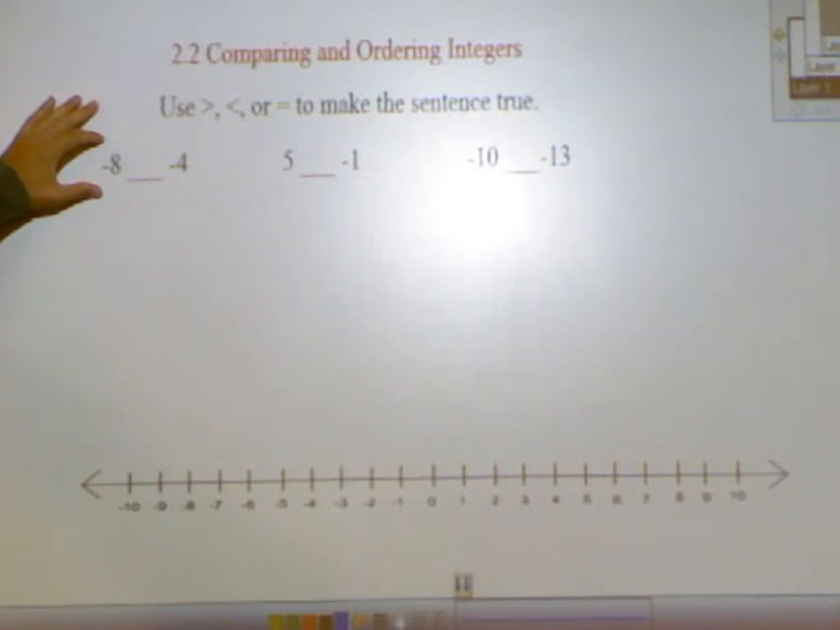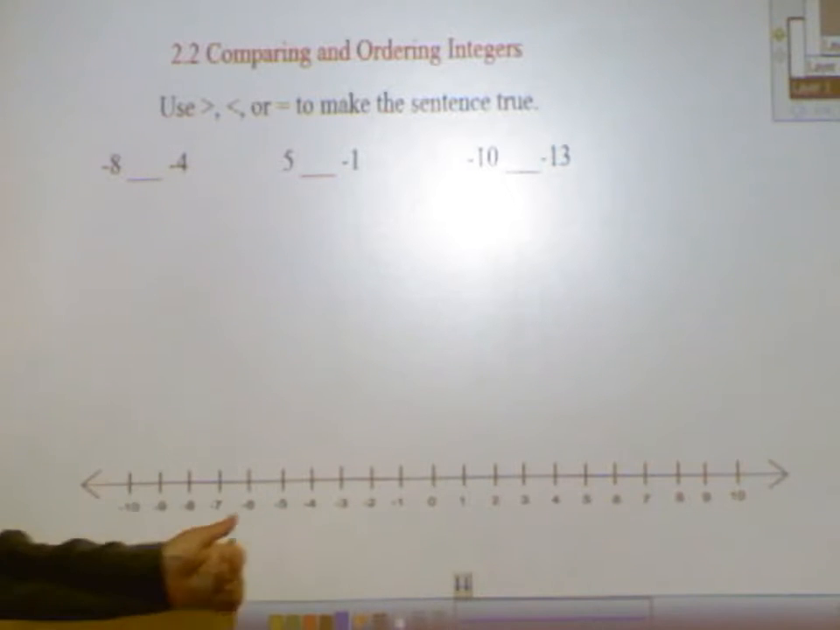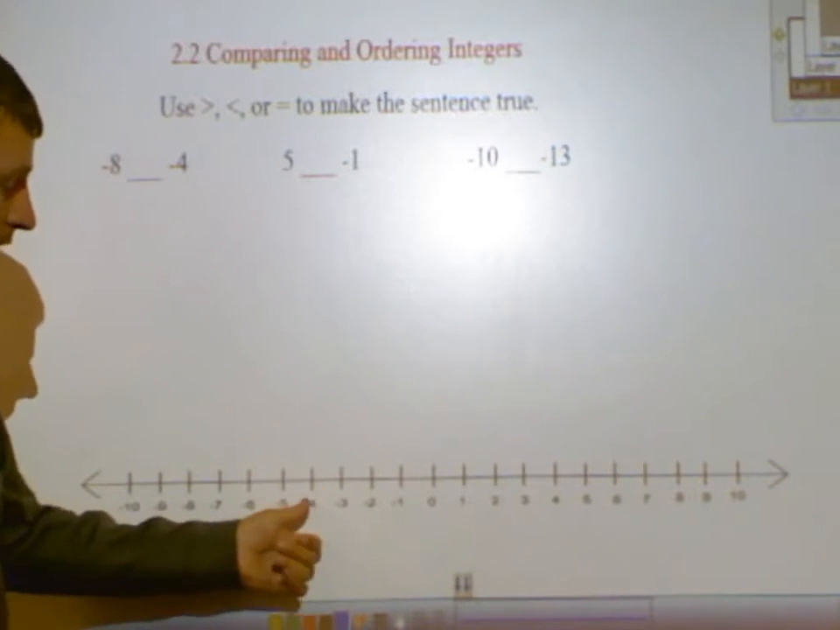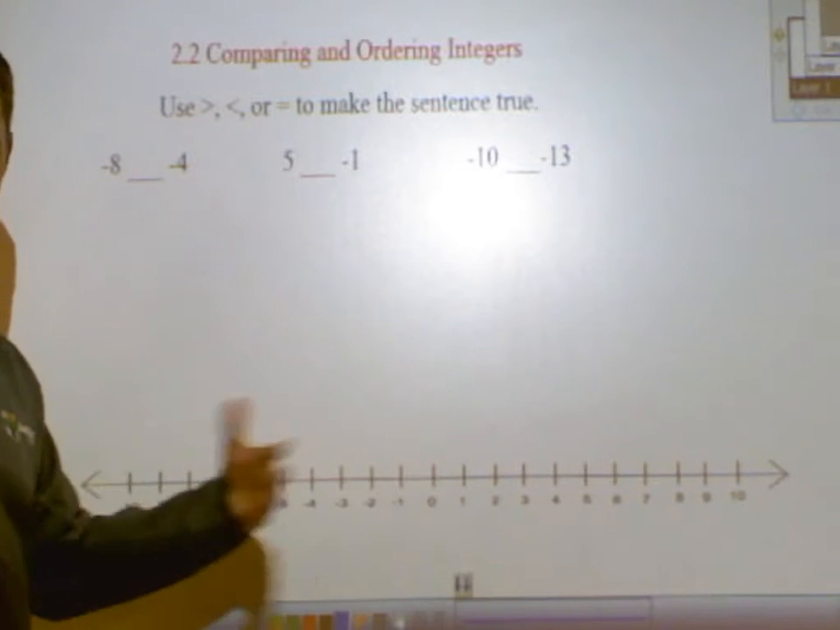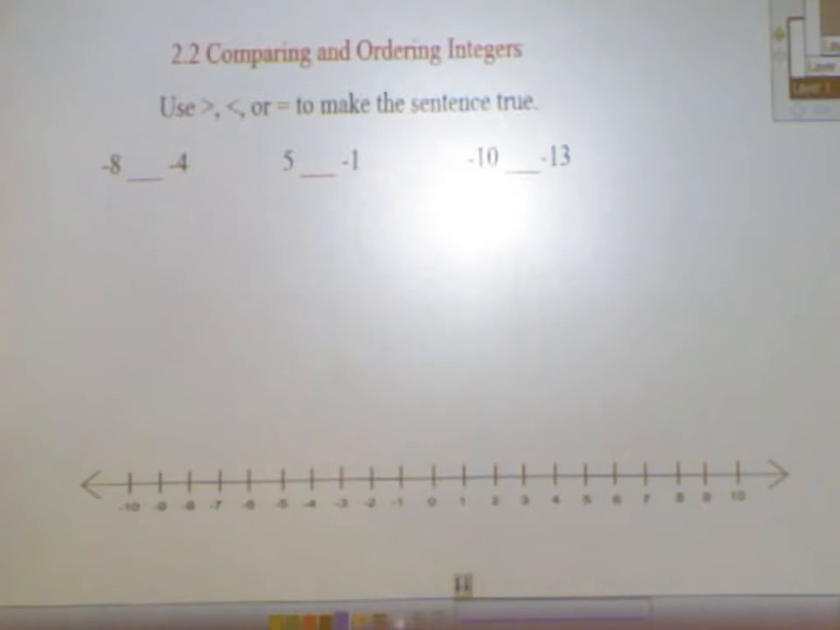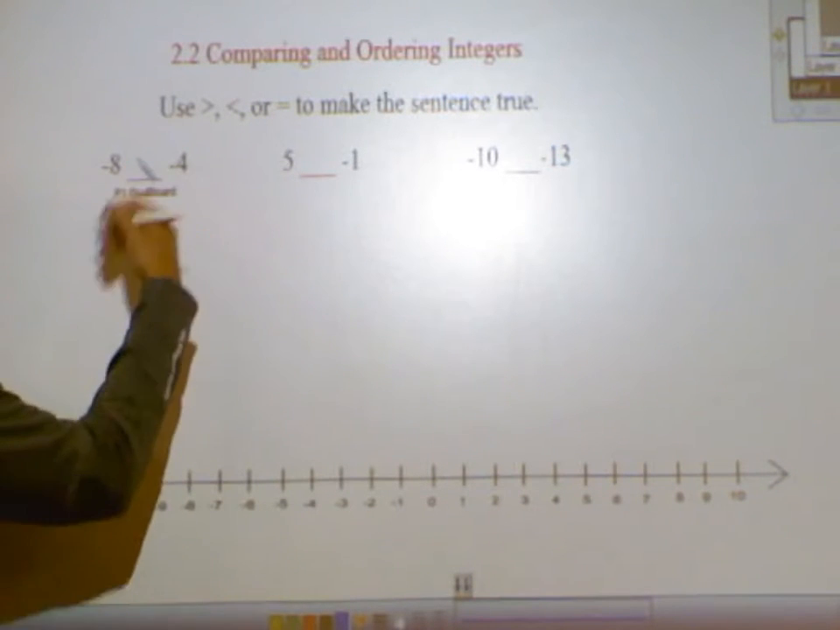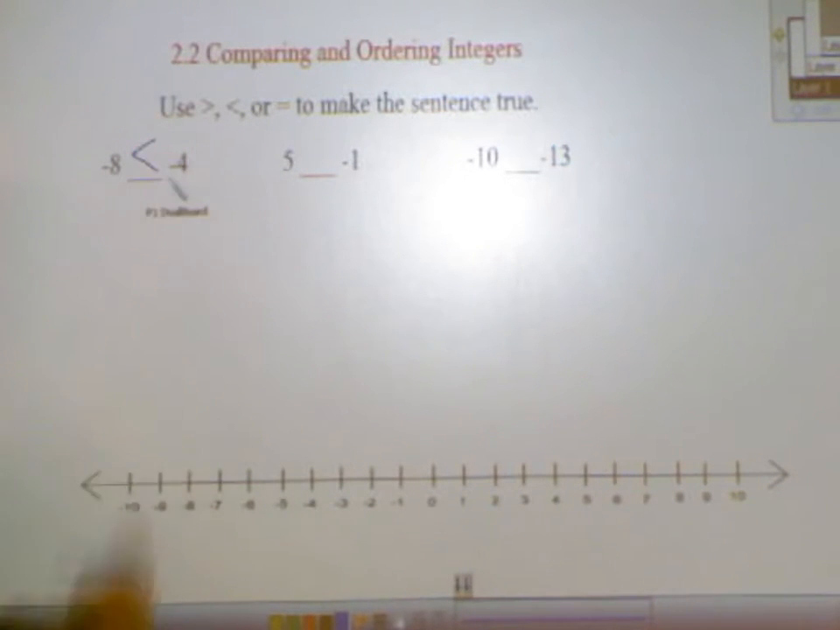Here I'm comparing -8 and -4. The largest number is always to the right. If I look at my number line, -8 is left, -4 is to the right of it. It's closer to the positives, or it's closer to being a positive number, which means it's bigger. Okay, I know that -8 is less than -4.